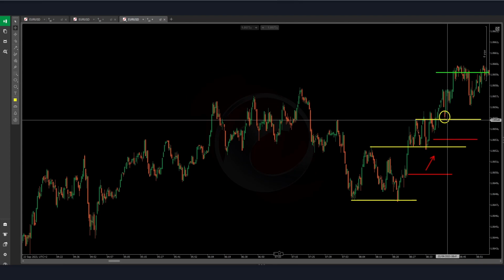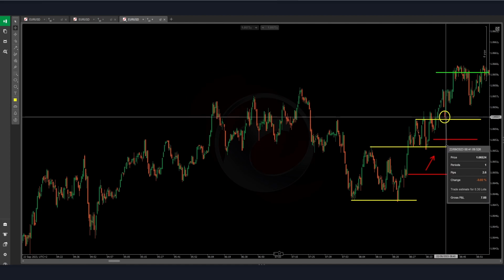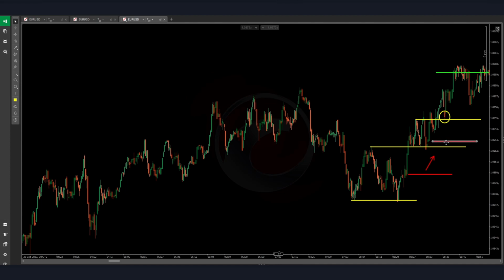First was, let's say the entry was there, right above over here, and now we are basically at break even. We can shorten this one in order to have this one more clear. There's no TP yet.